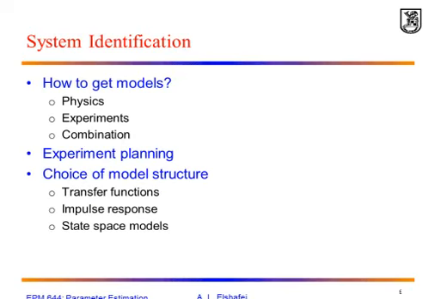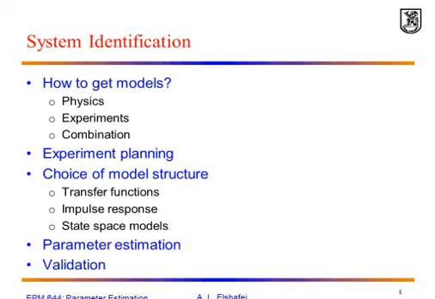We also have to select the structure of the model, whether we would like to have our model in the form of a transfer function or impulse response or state space models. Then the next step would be to implement an algorithm to estimate or to calculate the unknown parameters of the system. In our course here, we are going to focus on recursive least squares as a basic technique, and its variations, of course, as a basic technique for parameter estimation.